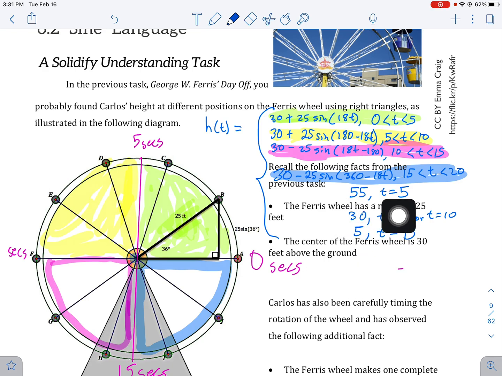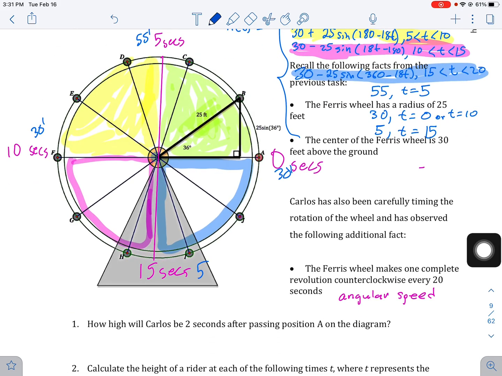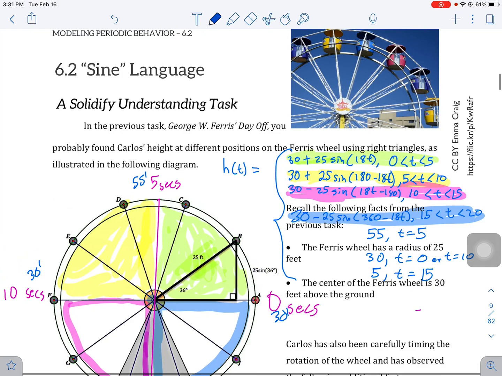Now there's a couple other interesting ones here. The function returns a 55 if t is equal to 5, because this is at 55 feet, 30 plus 25. It returns a 30 when t equals 0 or t equals 10, so this is at 30 feet, and this is at 30 feet for 10 seconds. And it returns a 5 when t is equal to 15 seconds. So that would be the complete piecewise function.